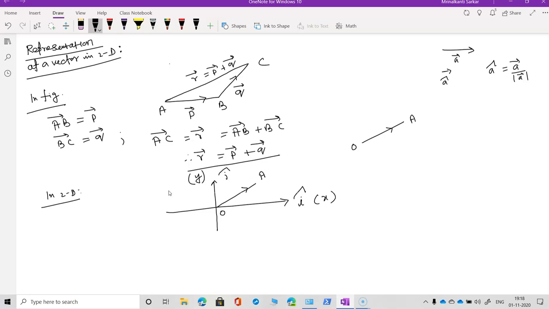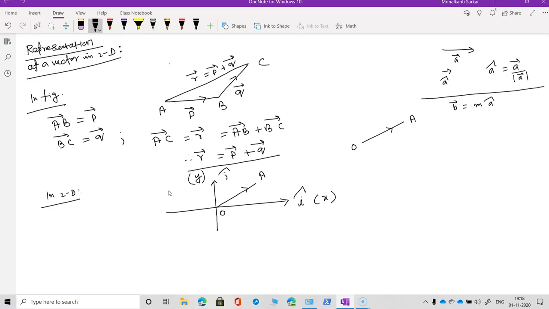Somebody told you to write a vector of magnitude 15 units. What will you do? You just draw a line segment of length 15 units. This will give you a vector B. This magnitude is 15 units. It can be 15, 16, 20, 2000, whatever. B is equal to M into A cap. So just unit vector in that direction will be multiplied by the magnitude stated. M is the magnitude stated. So B vector will be M into A cap. Okay.